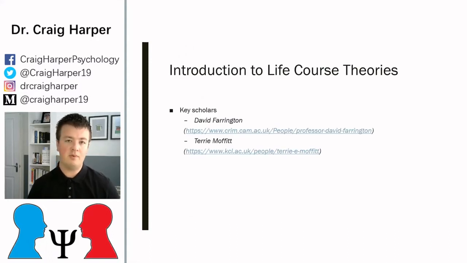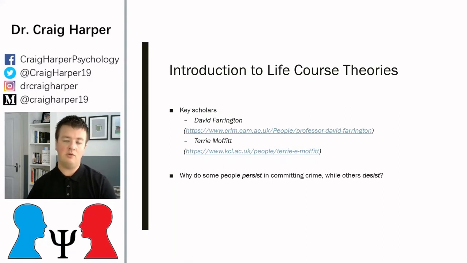Now, there's a couple of people who have been really influential in this area. David Farrington is probably the most well-known person doing work in this area. He was responsible for the Cambridge study, which is what this first video will look at. You've also got Terrie Moffitt, who's responsible for a typology that looks at life course persistent offending and adolescence limited offending. So we'll look at that distinction in the next video as well.